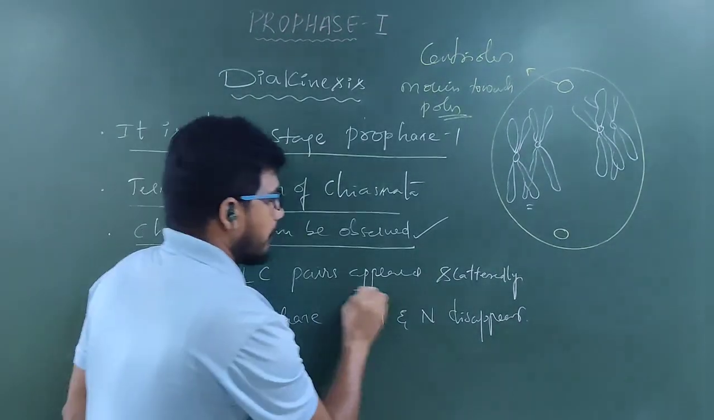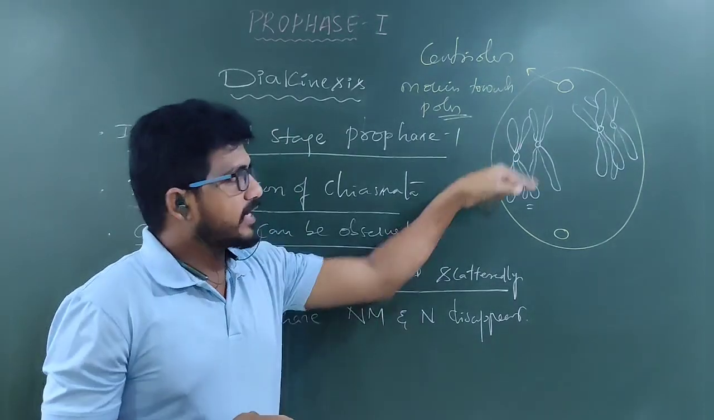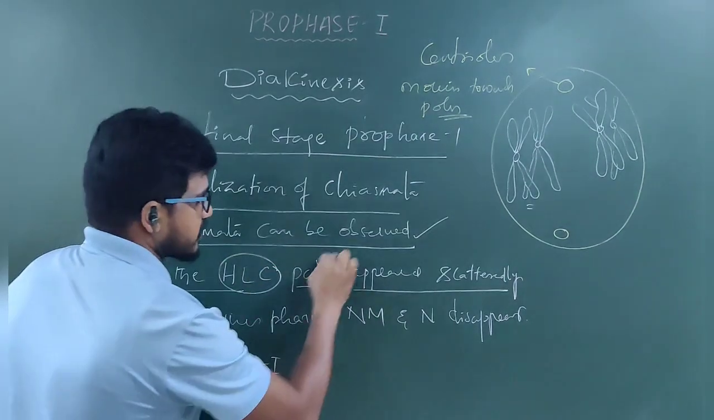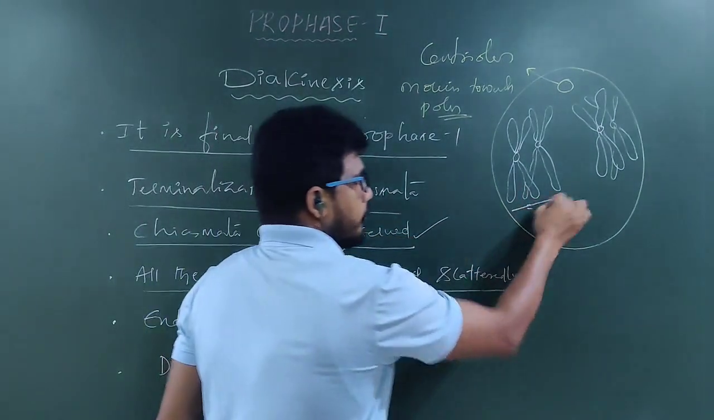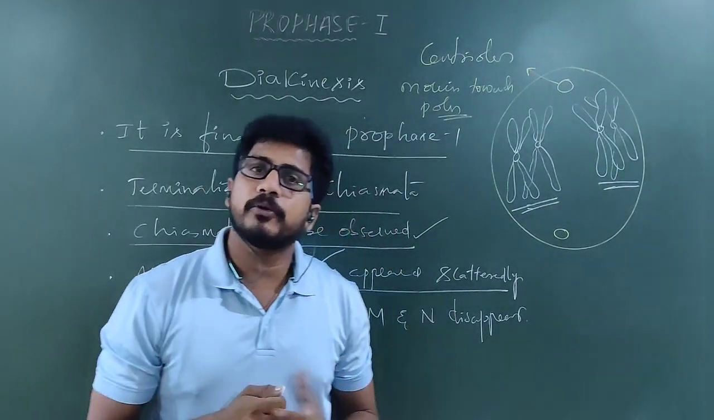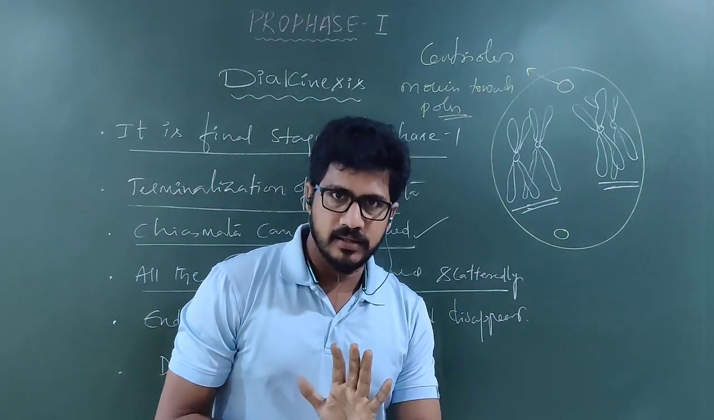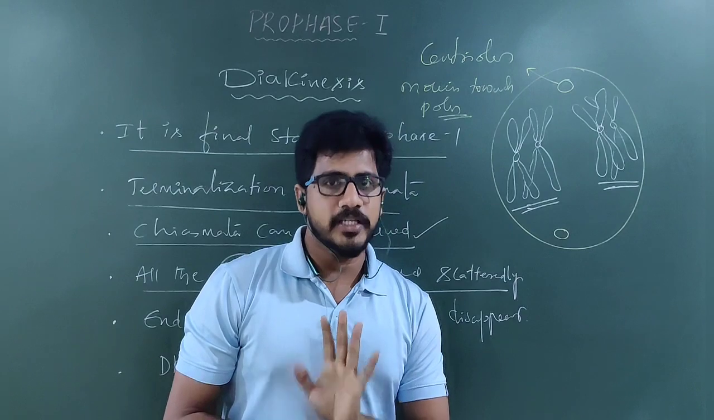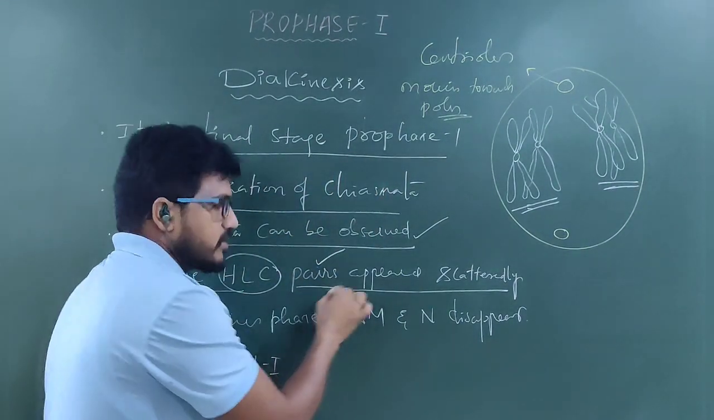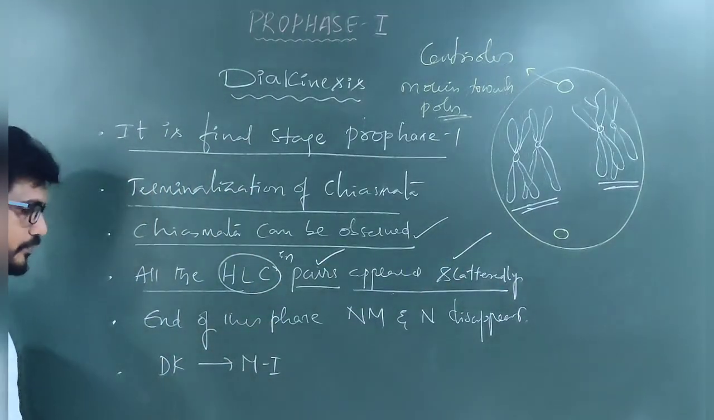So here you can see that chiasmata can be observed, and these chiasmata along with the homologous chromosomes appear scatteredly. Scatteredly means what? They are distributed, not uniformly, over the entire cytoplasm. So all the homologous chromosome pairs, this is the first pair, second pair, like that. In the case of a human, there are 23 pairs of chromosomes. All 23 pairs are arranged like 23 sets, not at the center, but distributed over the entire cytoplasm. So all the homologous chromosomes appear scatteredly in pairs, not individually.